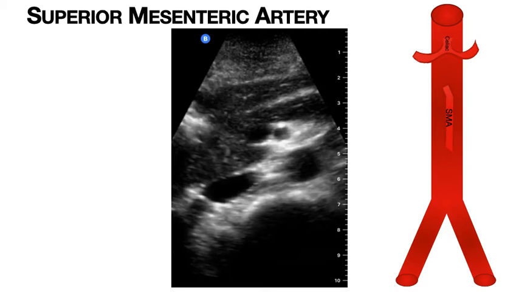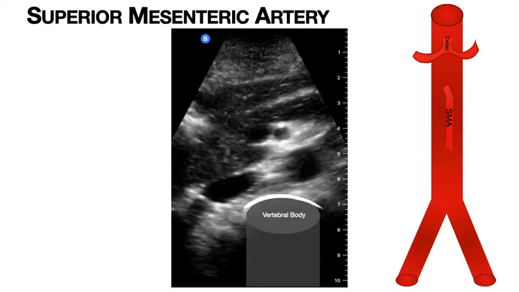In this image, we can once again identify our vertebral body, which should be your landmark in all the aorta views. We can then identify the aorta and the IVC. Above the aorta, you will note a vessel surrounded by hyperechoic tissue. That is the SMA.